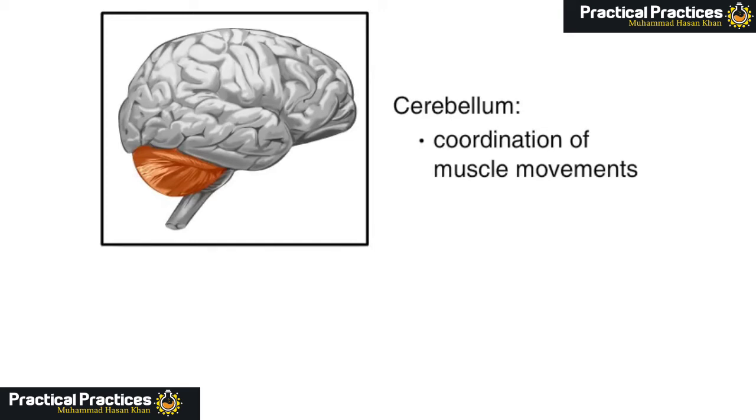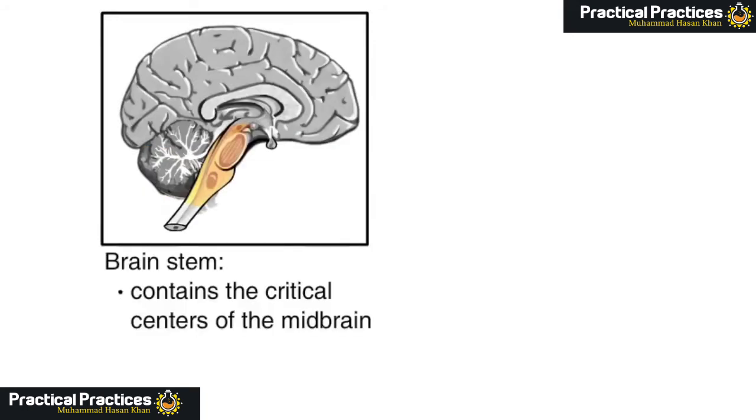The cerebellum creates automatic programs so we can make complex movements without thinking. The brainstem is located underneath the temporal lobes and extends down to the spinal cord. It is critical for survival because it connects the brain with the spinal cord.